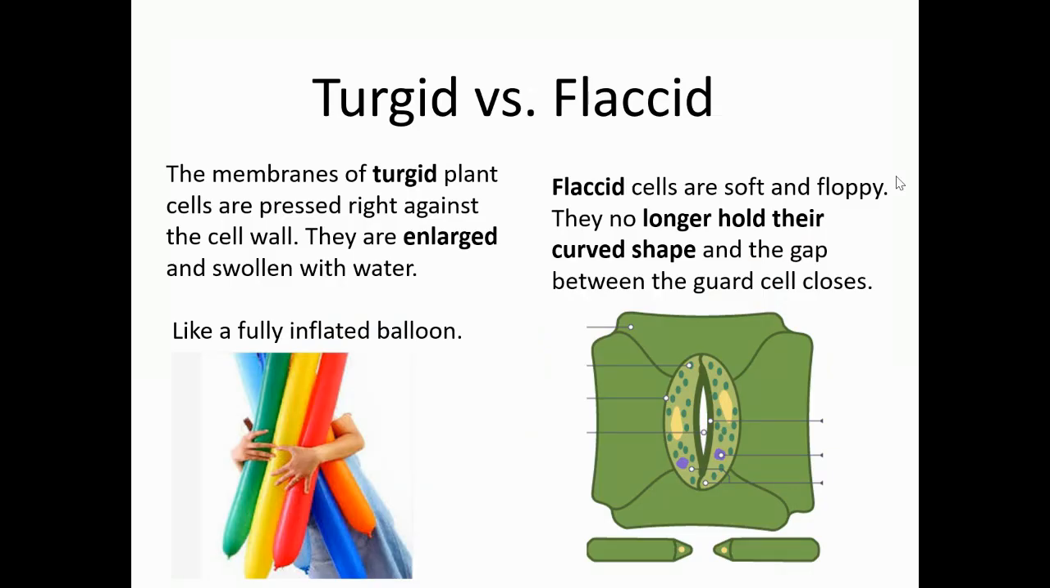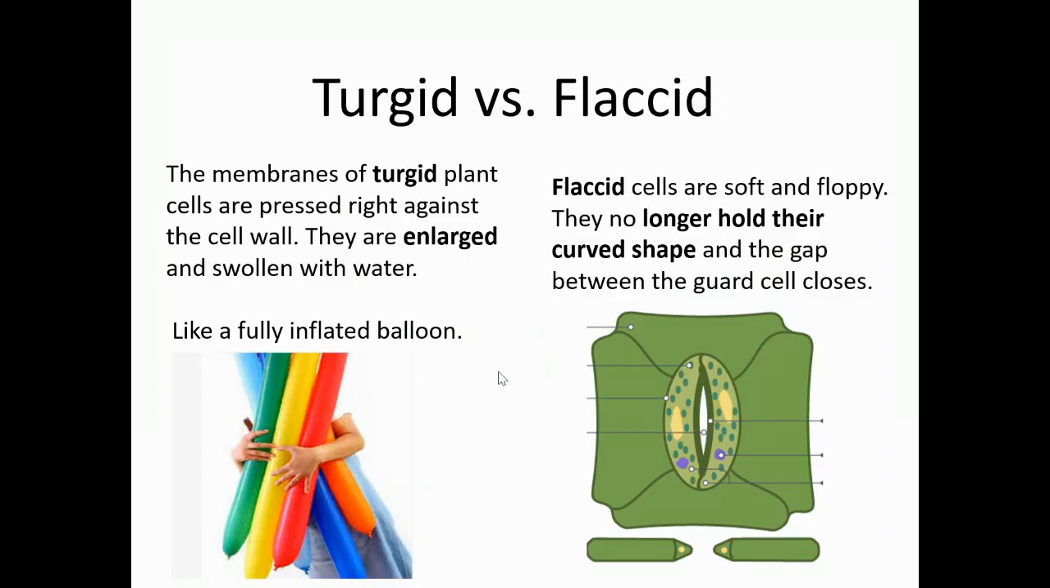Right, turgid and flaccid, a bit more detail. How can we remember what these words mean? The membranes of turgid plant cells are pressed right against the cell wall. This means they are enlarged and swollen with water. The way to think about this is like a fully inflated balloon, or maybe a football or a bike tire that you've pumped full of air, and so it's actually kind of tough. It's not floppy, it keeps its shape.